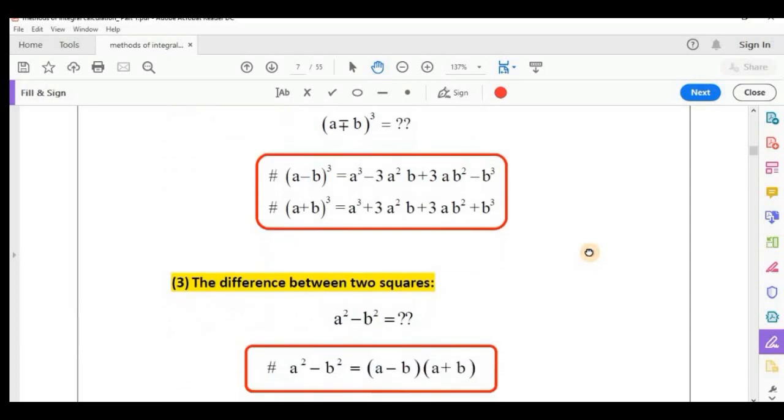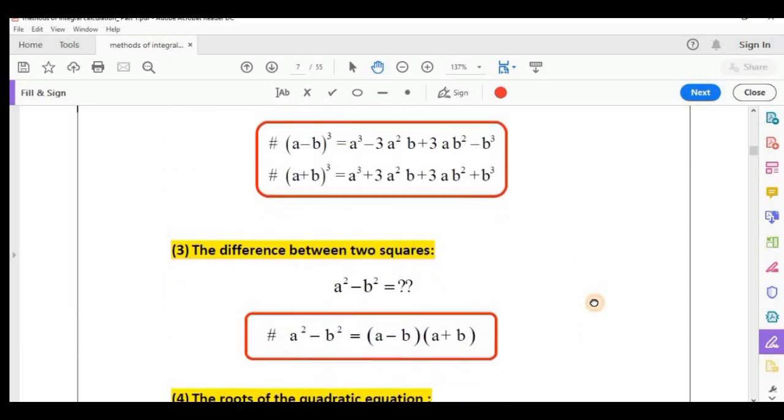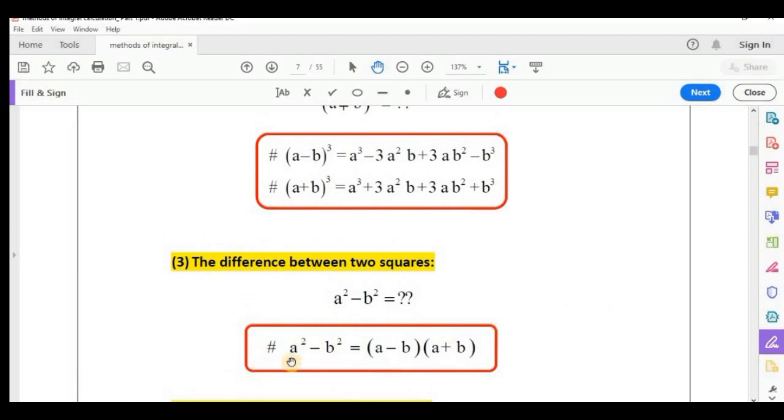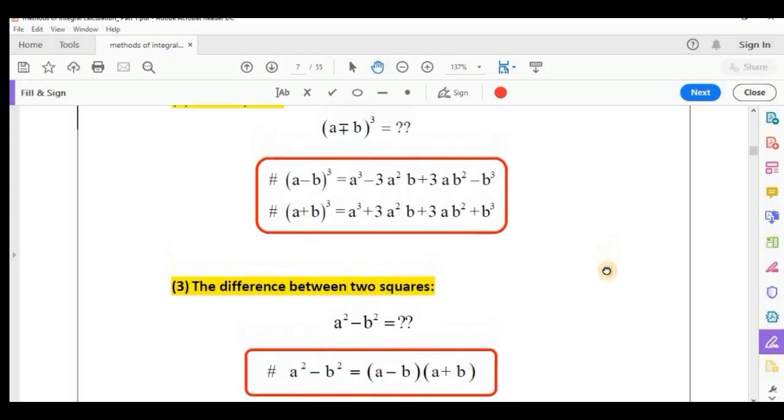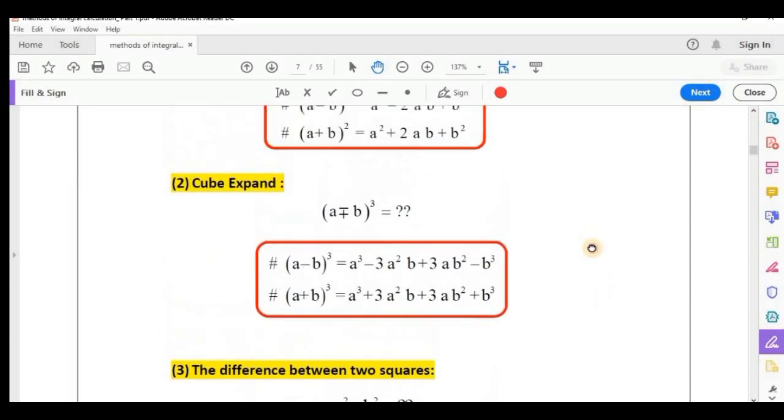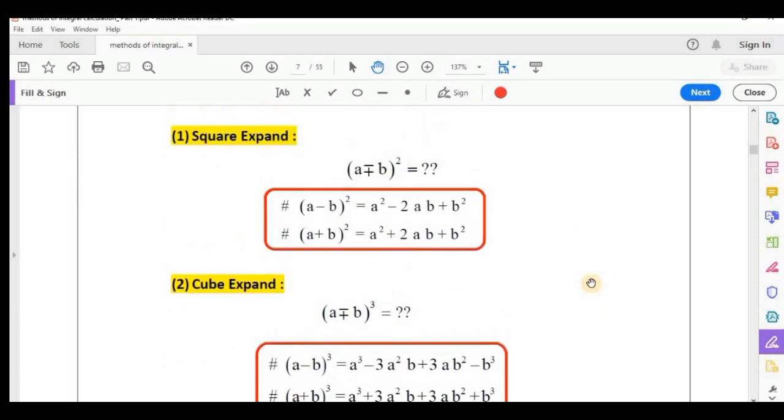And the difference between two squares. This is also important. So a to the power 2 minus b to the power 2 equals (a minus b) multiplied by (a plus b). These three formulas you need to memorize and keep in your mind, so if you need to simplify the function, you can easily use them.